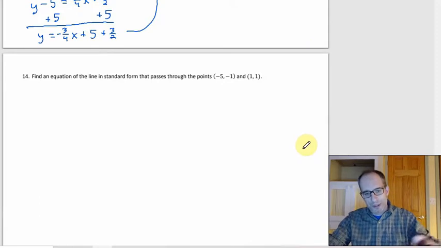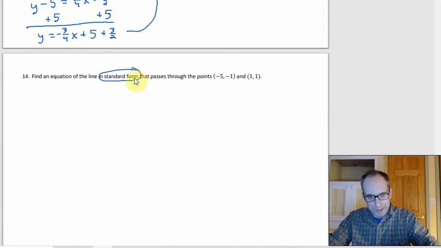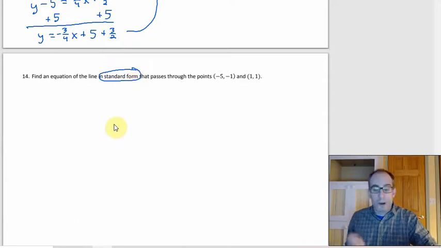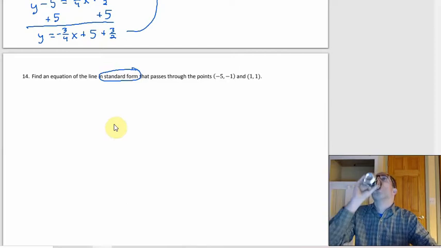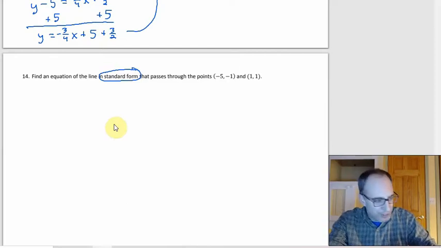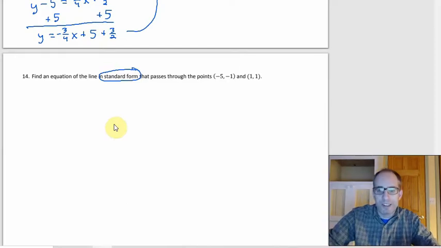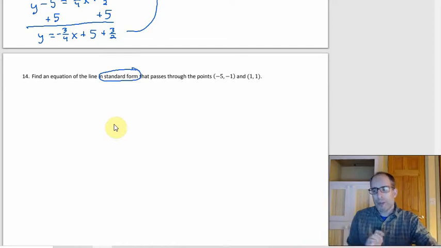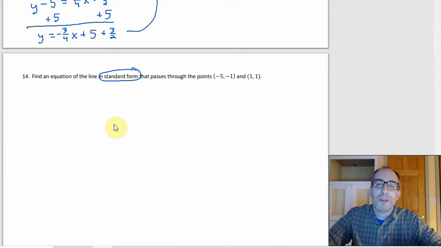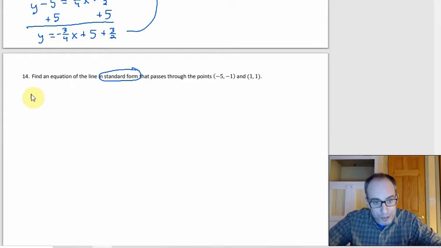Then number 14. The weird thing with 14 is you want to get your final answer in standard form. You don't see that too often, but once in a while, and it does show up in this section, so I wanted to get one of these in here. All right, so we want to get the equation of the line passing through those 2 points. So we're not quite ready for the point-slope formula because we don't have the slope. However, we've got 2 points, and that's enough to get the slope. So we're going to have to do that first.